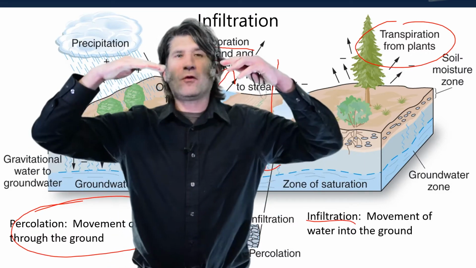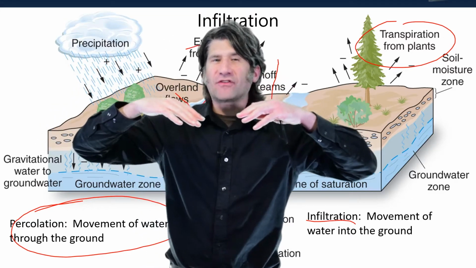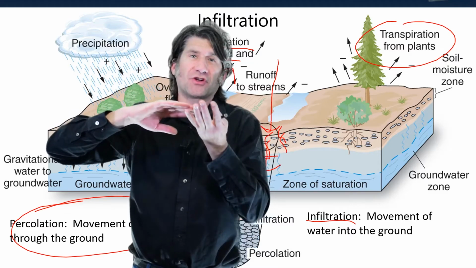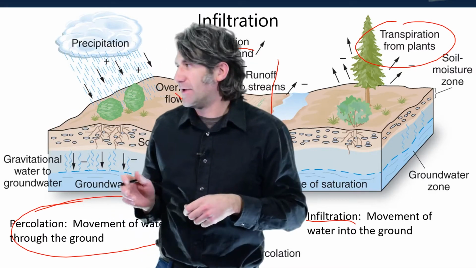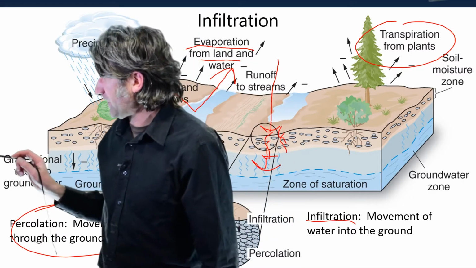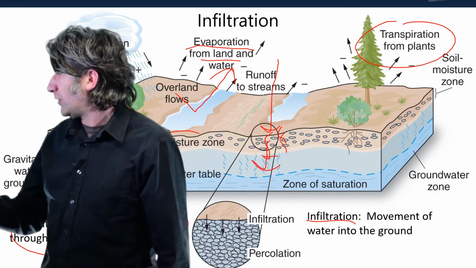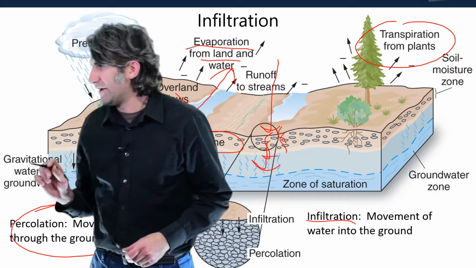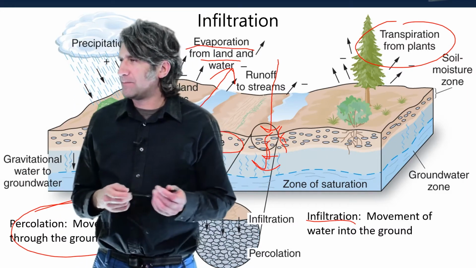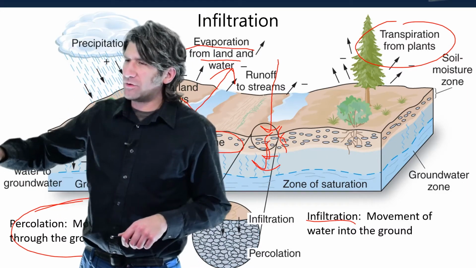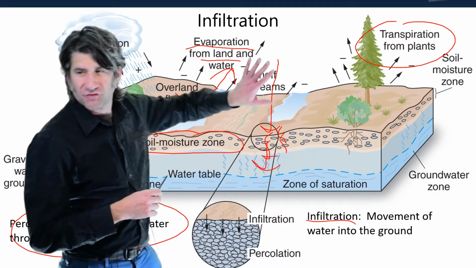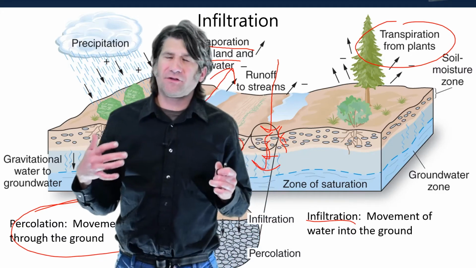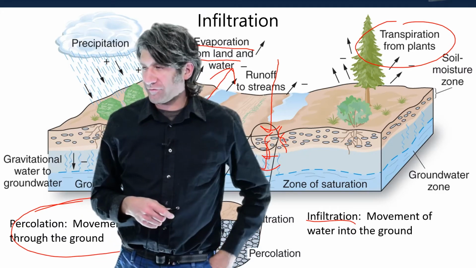Whereas above the water table, we have what's called the vadose zone, where your pore spaces are going to have a mixture of water and air in them. So that's what we call the vadose zone, or the soil moisture zone here. Okay, so that is kind of our overview of a water balance for where water moves along the surface.